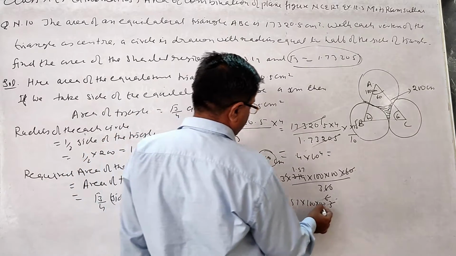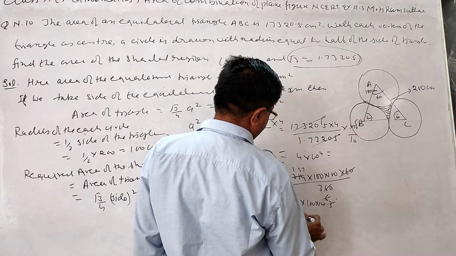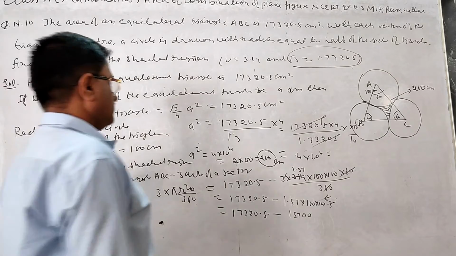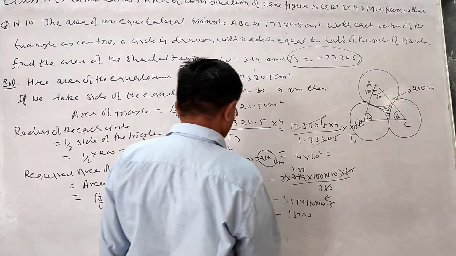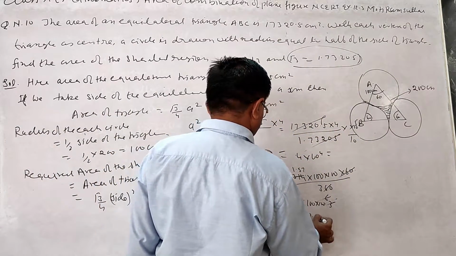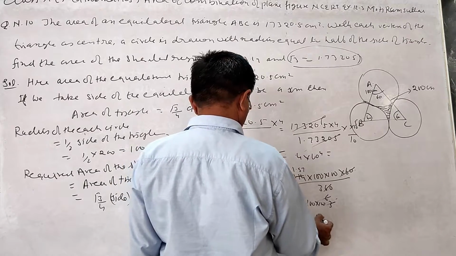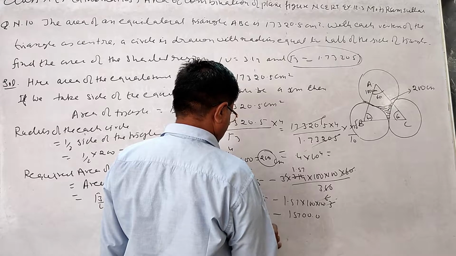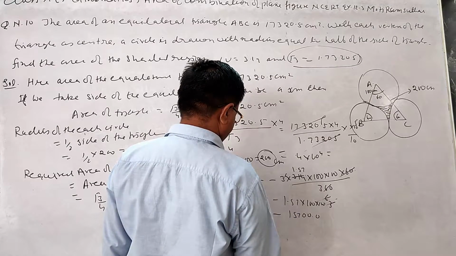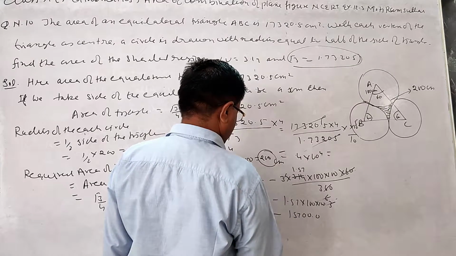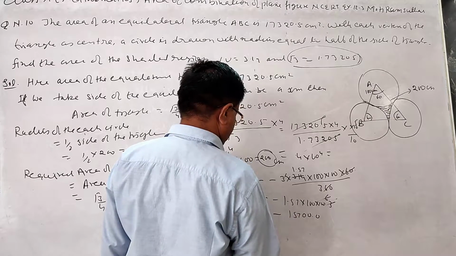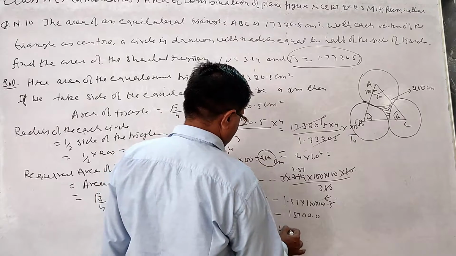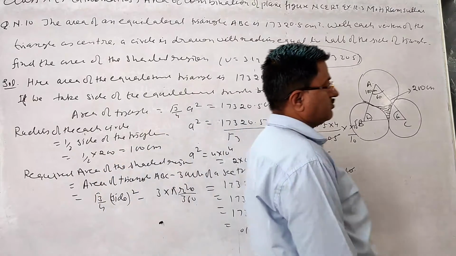17320.5. Now multiply with the 100. 157. Those 2 zeros are cancelled. Clear? So you get the answer as after the point, this is 0. So 5 minus 0, that is 5. 0 minus 0. 2 minus 0, that is 2. 3 minus 1, 3 minus 6, 6 minus 5, 1 and 0. So this is the required area. So in this way we can find it.